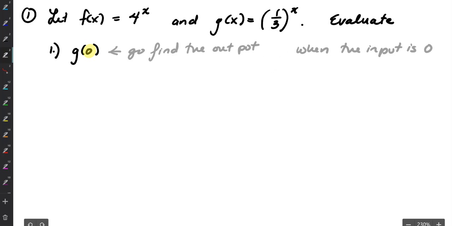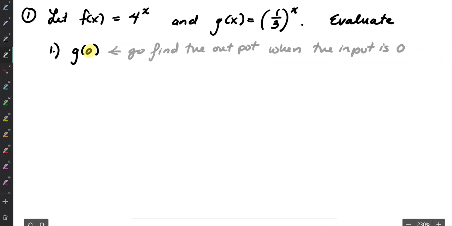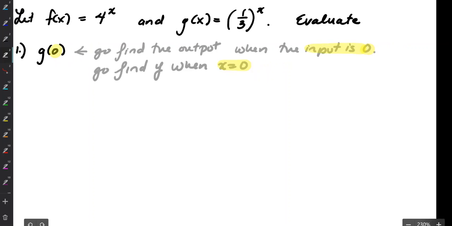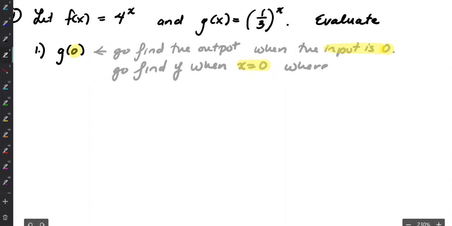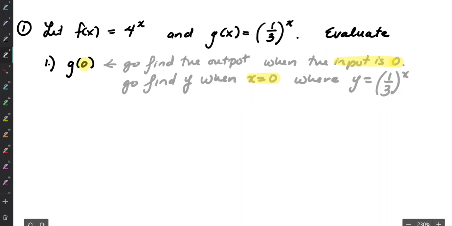and if you prefer, maybe I'll just rewrite it again. And that says put, right? i.e., go find y when x equals 0. And here's my rule, where it's the g rule, where y is equal to 1/3 all to the x, because it's telling me to use the g rule.